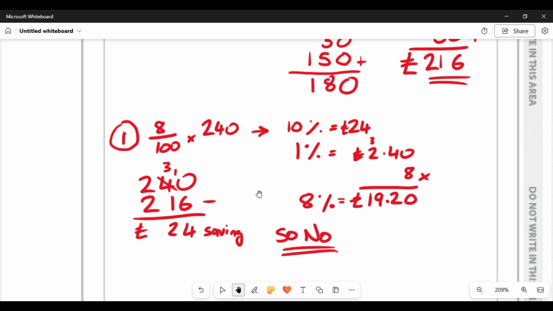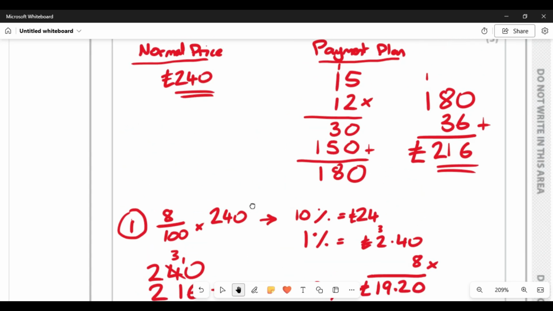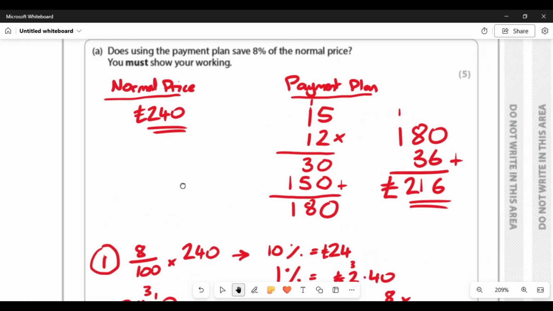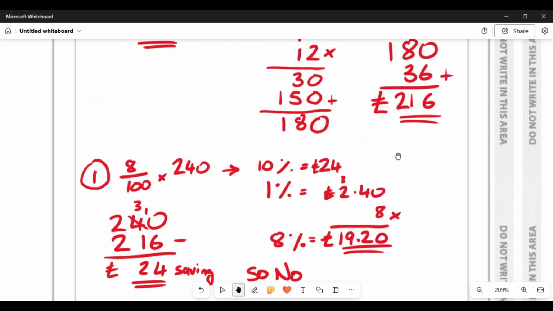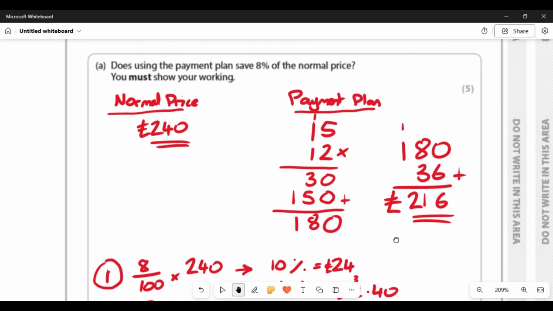Yep, and there's your proof. What do they say? Does using the payment plan save 8% of the normal price? No, it doesn't. Because obviously £24 is not the same as £19.20. So therefore it's a no. Yeah, that's one way of doing it. You could use percentage change if you wanted to.